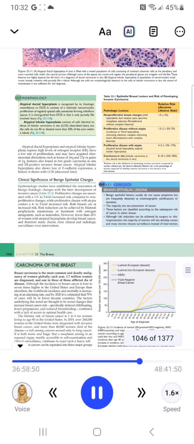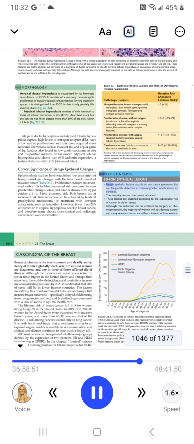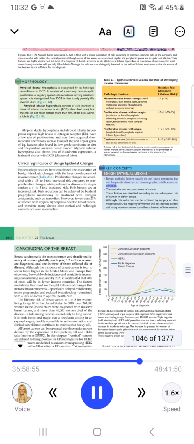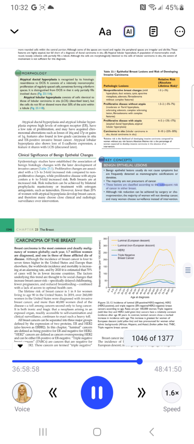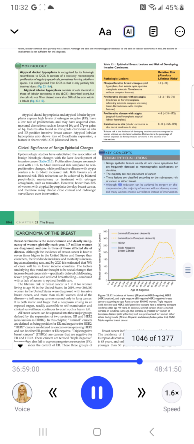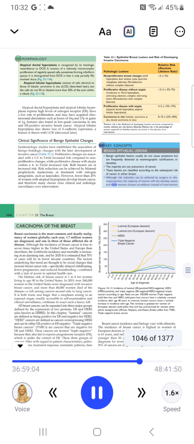Key concepts. Benign epithelial lesions. Benign epithelial lesions usually do not cause symptoms but are frequently detected as mammographic calcifications or densities. The majority are not precursors of cancer. These lesions are classified according to the subsequent risk of cancer in either breast. Although risk reduction can be achieved by surgery or chemoprevention, the majority of women will not develop cancer, and many women choose surveillance instead of intervention.